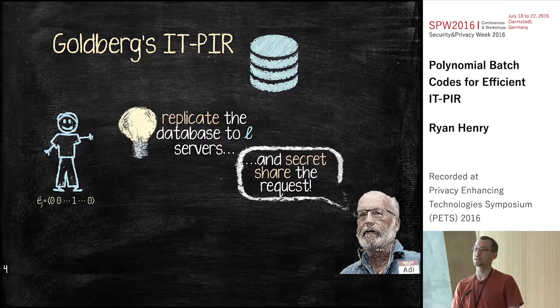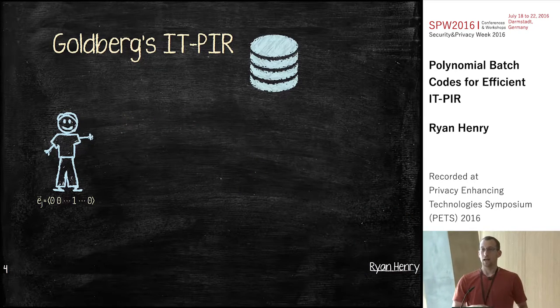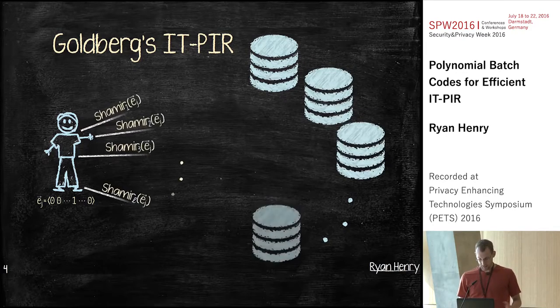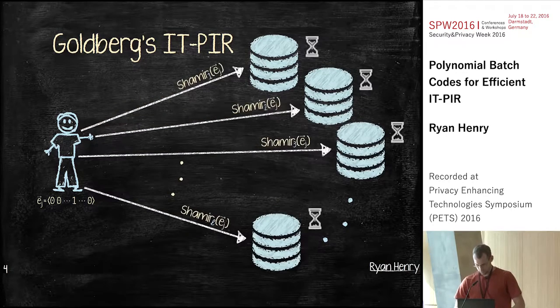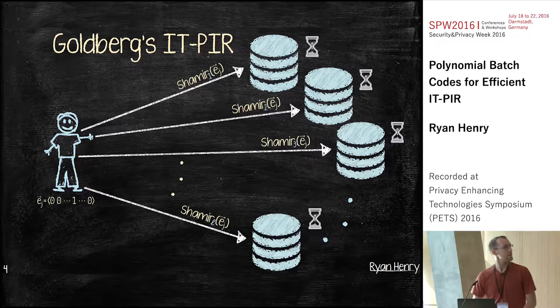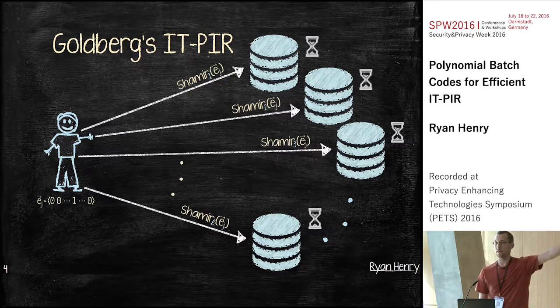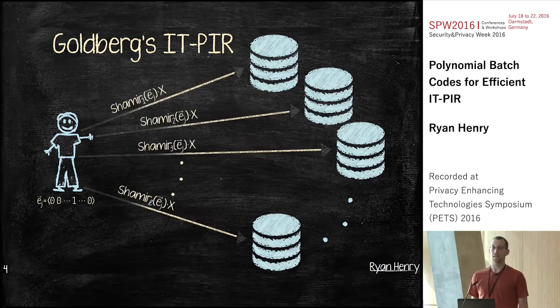We're going to use his secret sharing scheme to take this basis vector, which is clearly non-private, and secret share it component-wise. We're going to take each and every entry in this vector, and we're going to use Shamir's secret sharing scheme to turn them into vectors that look essentially random. We're going to send those to the servers, and then we're going to wait and wait while these servers multiply these random-looking vectors times the copy of the database that they have.